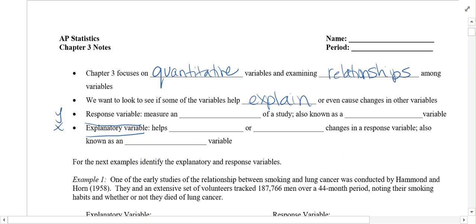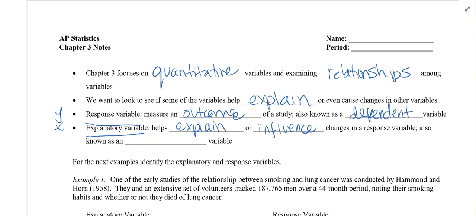Okay, so the response variable measures an outcome of a study. It's also known as the dependent variable because Y depends on what X is. X is the explanatory variable. It helps explain or influence changes in a response variable. So if the Y is called the dependent, the explanatory variable is called the independent variable. Okay, so you can think about back to when you were solving equations, a lot of times you'd plug in an X and figure out what Y is. So Y depends on what X is.